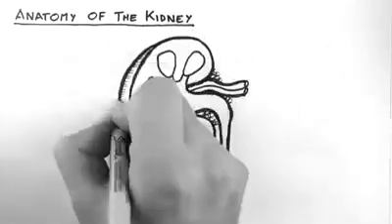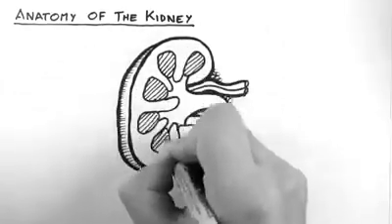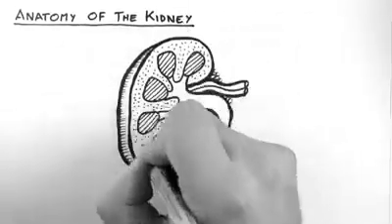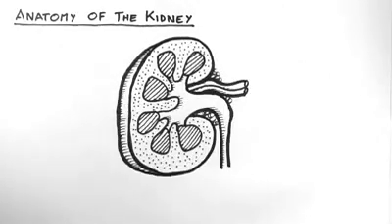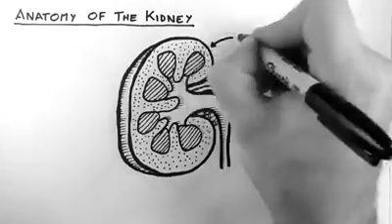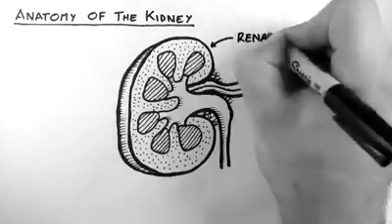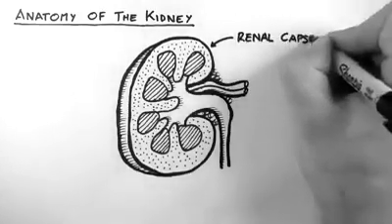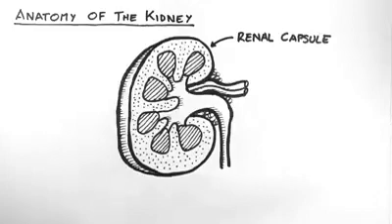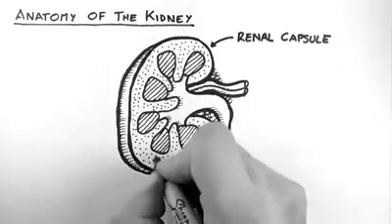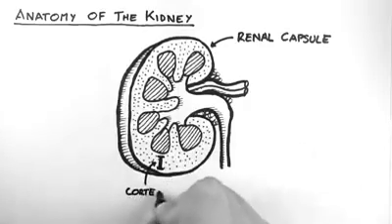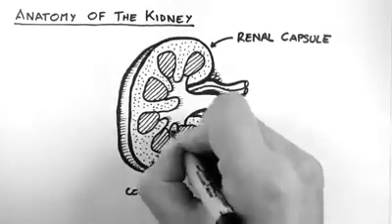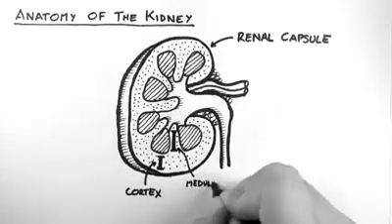So first of all, I'm going to draw a kidney that's been cut in half so we can see the structures within the kidney. Let's start from the outside moving inward. First of all, we have the renal capsule, which is a fibrous coating of the kidney. Within the capsule, there are two major divisions within the kidney. This outside layer we call the cortex, and this inside layer we call the medulla.